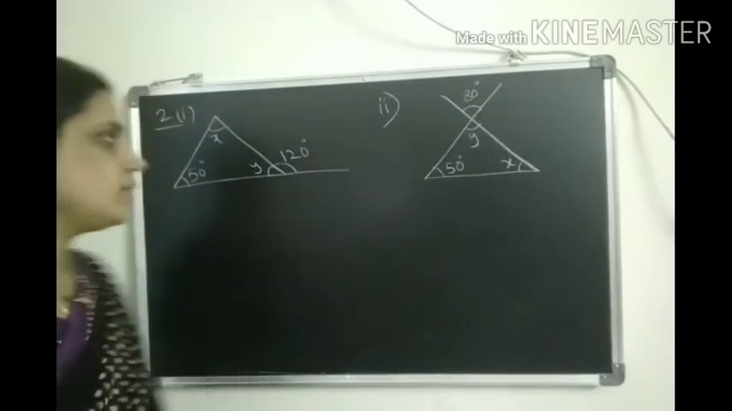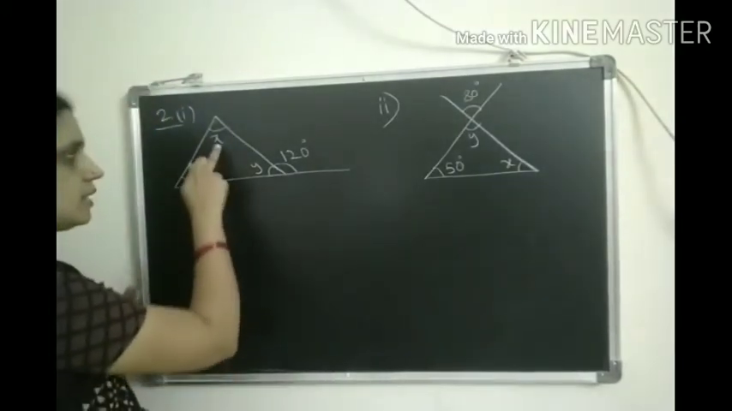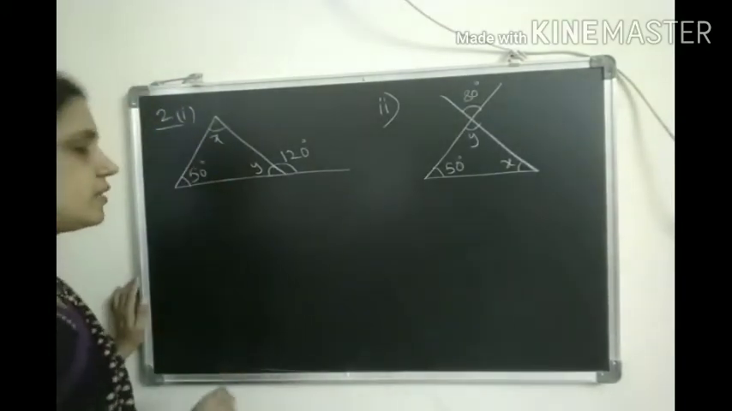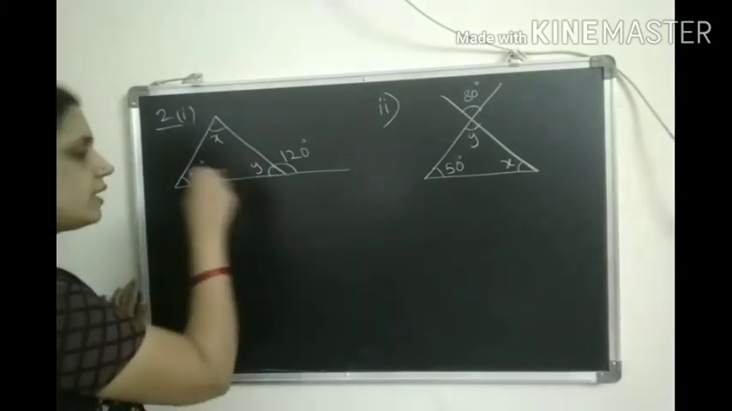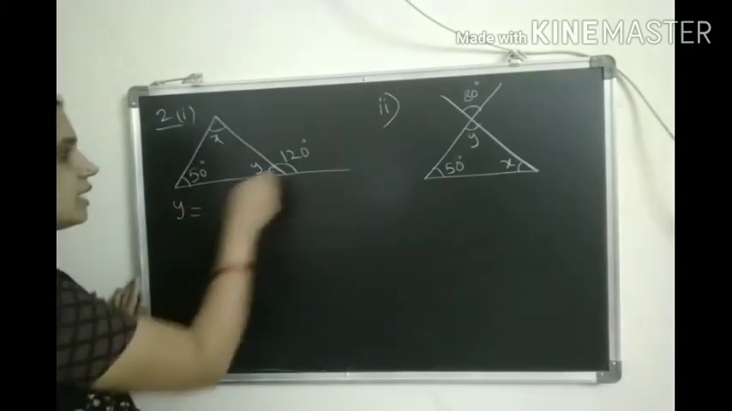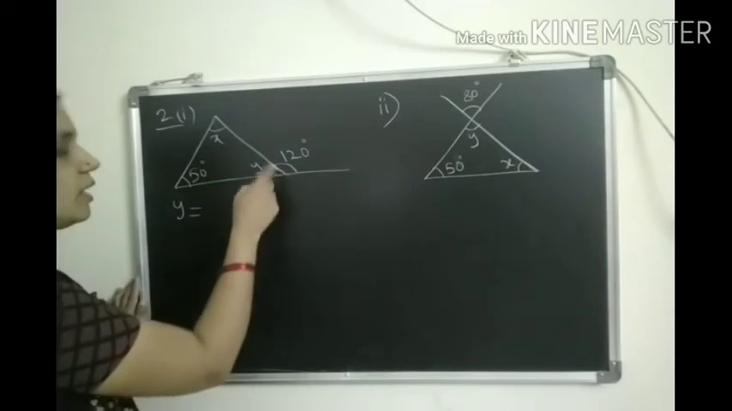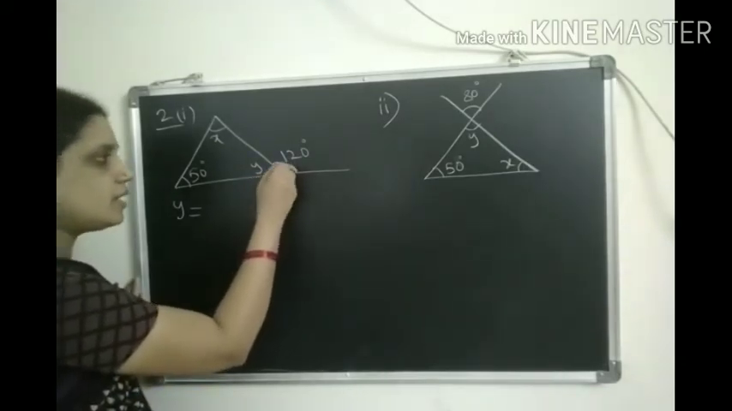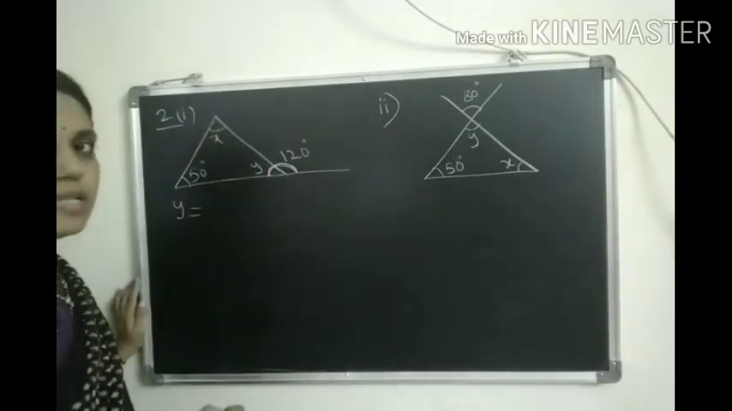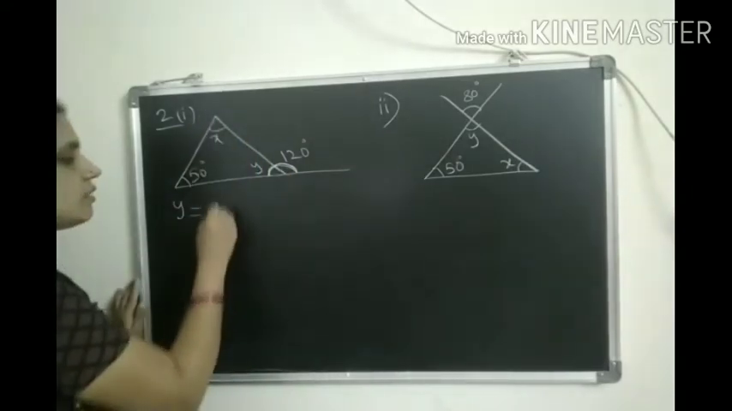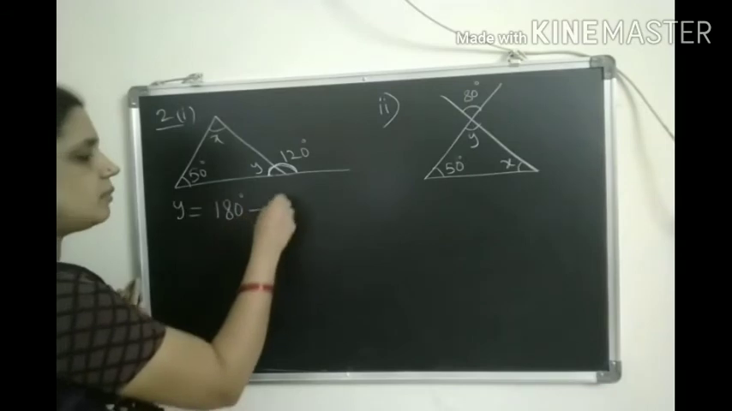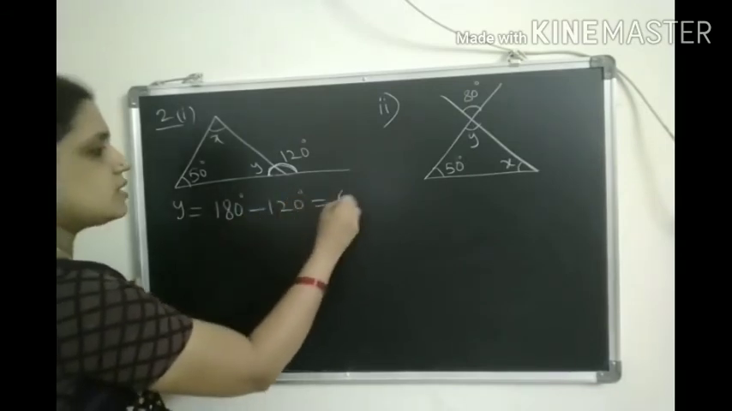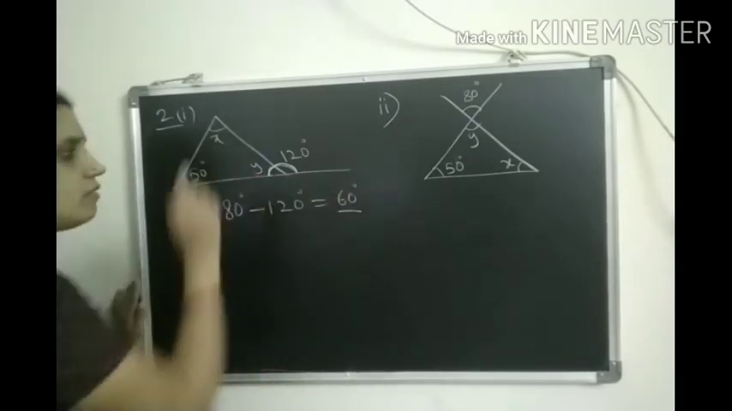Second question. Here two angles are missing. x and y both you have to find out. So let us calculate y first using exterior angle property. Otherwise, here actually y and 120 together make a straight angle, so 180 degrees. So y equal to 180 minus 120, that is 60 degrees. So now we got y.